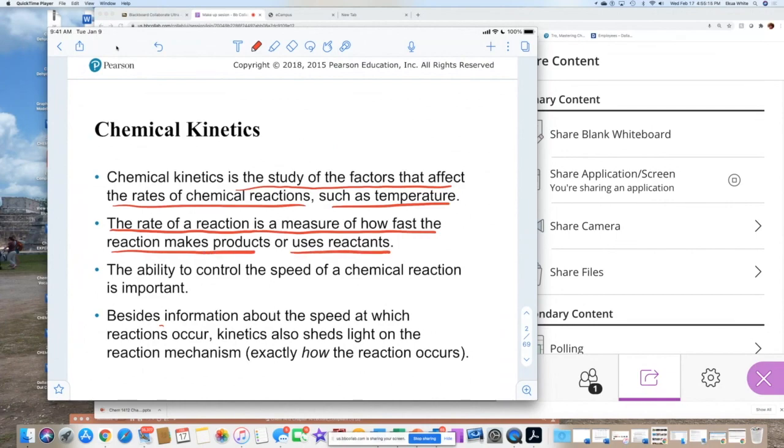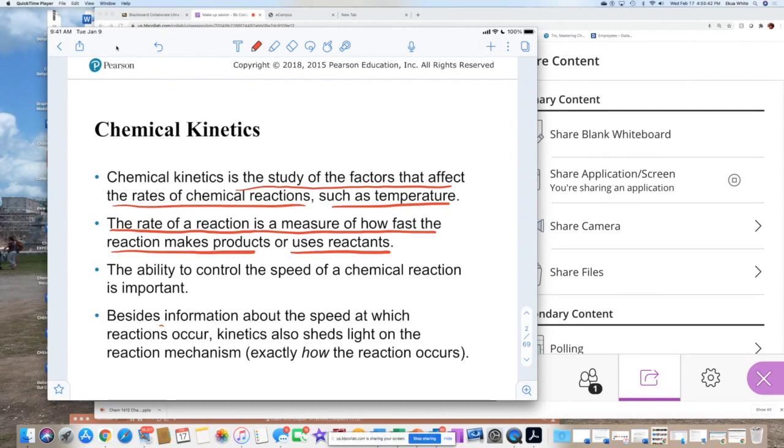There are two main ways you can figure out or calculate the rate of the reaction. You can figure out how fast the reaction makes products, and you can use that to figure out the rate of the reaction, or you can figure out how fast the reaction uses up reactants, and you can use that value to figure out the rate of the reaction. Either one will give you the same rate as long as the reaction is the same.